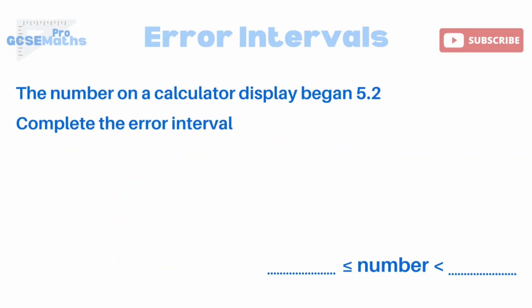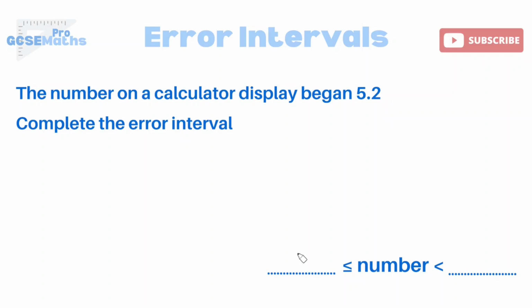This question is still the exact same concept as truncating. Okay, it's worded differently, and I've seen this a lot with Edexcel particularly, but the idea is still the concept of truncation. So we're still on that second type of error interval question. We've just worded it differently. So the number on a calculator display began 5.2 something. Complete the error interval. So what we're saying is if you imagine your calculator, it physically said 5.2, but we don't know what came after that. Could have been another 10 digits. We don't know what followed that, but we know for certain that this is what it started with.